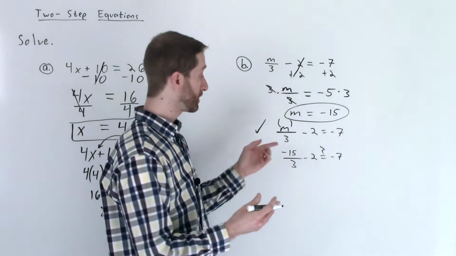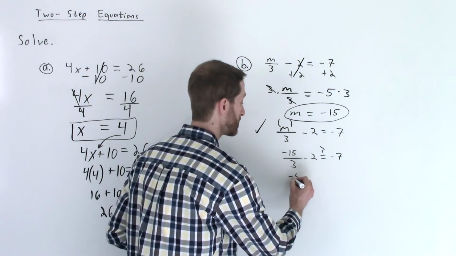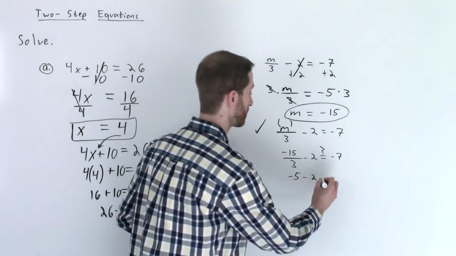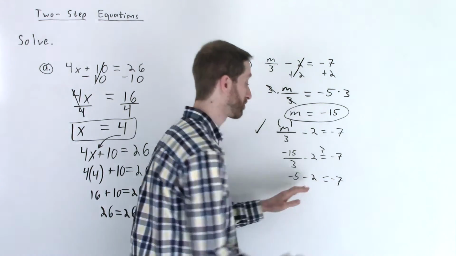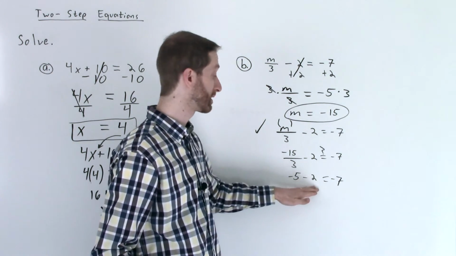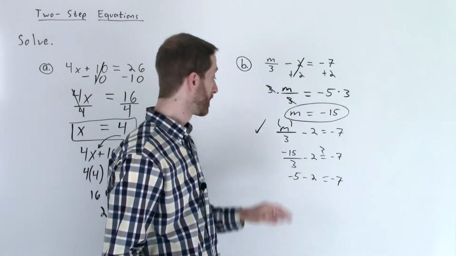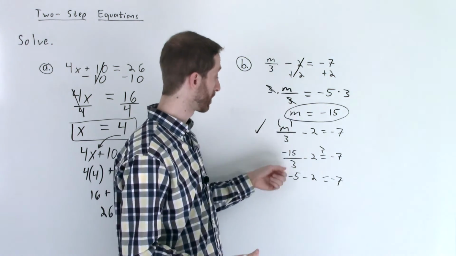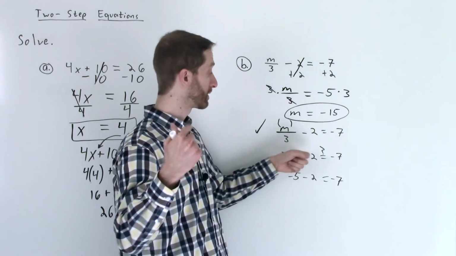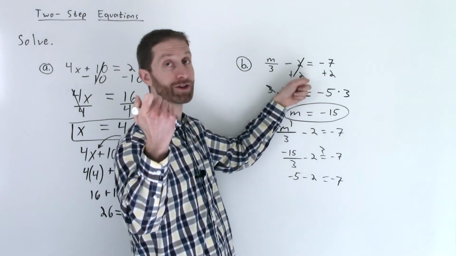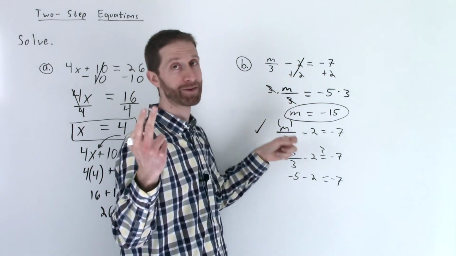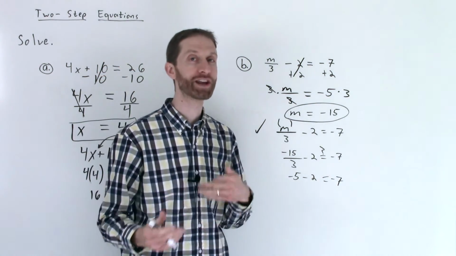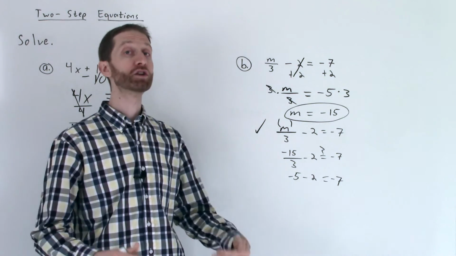Well, negative 15 divided by 3, notice the order of operations we're doing forwards here, is negative 5 minus 2 equals negative 7. And that is a true statement because negative 5 minus 2 is negative 7. Notice here that the order of operations supports what we did going backwards. We divide by 3, then subtract 2. We added 2, then multiplied by 3. That's pretty awesome, guys. So that's understanding the order of operations and how it comes into play with solving two-step equations.